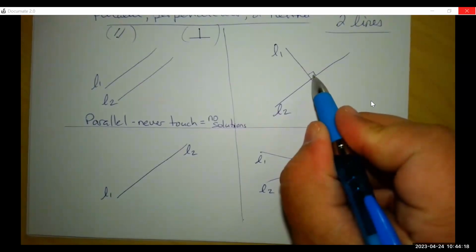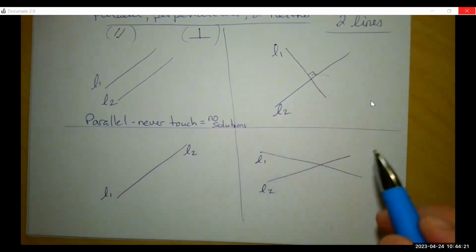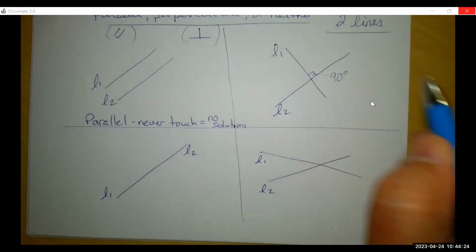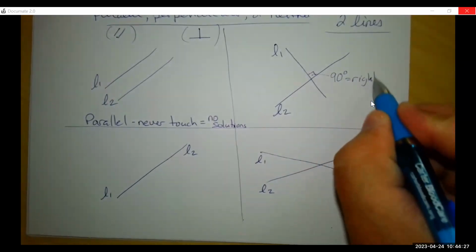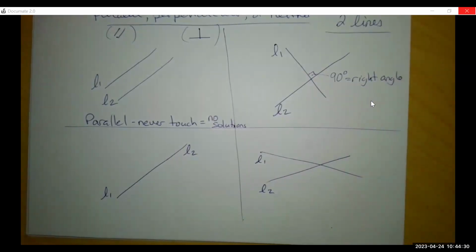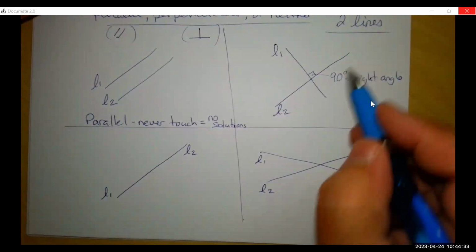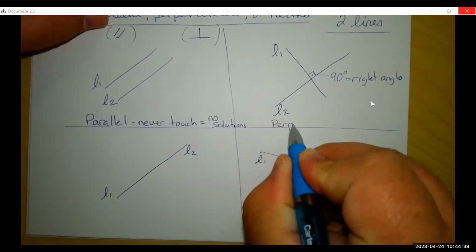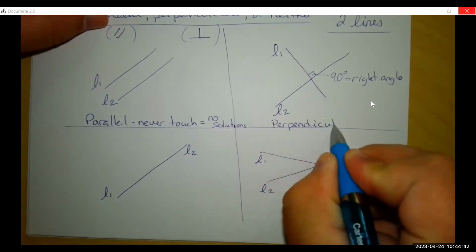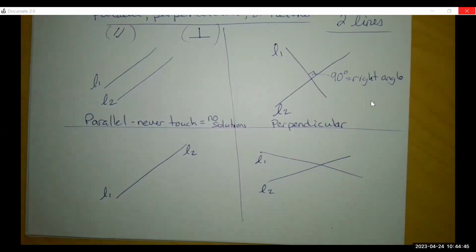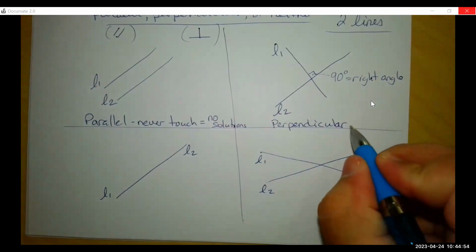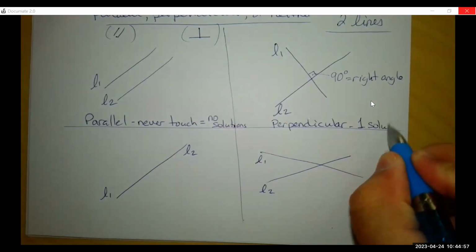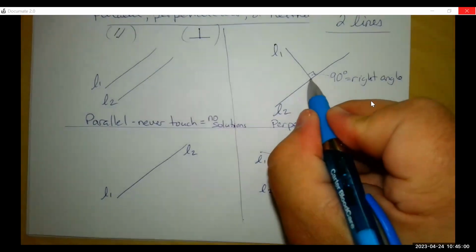This little box here, anybody know what that box means there? 90 degrees means the right angle. Very good. If you have two lines that create a right angle, 90 degrees angle, those are perpendicular lines. They have one solution. The solution is where they cross.